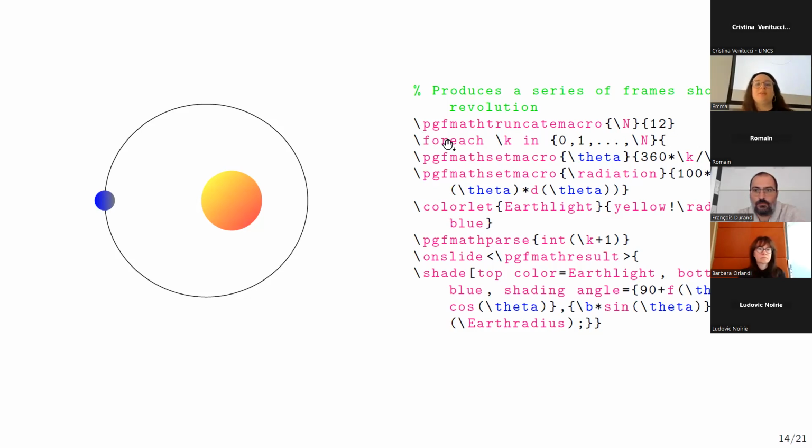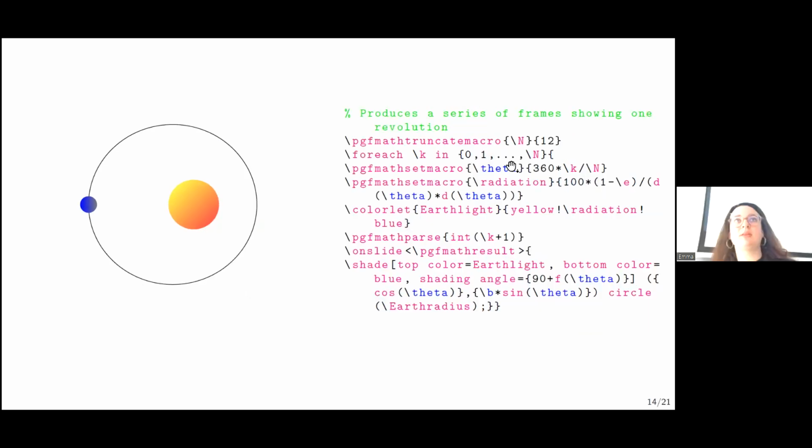Really the main command is this foreach that permits you to automatize your code. So that's why I put this example. And so here, yes, you have theta. So I guess here you have polar coordinates, I think.